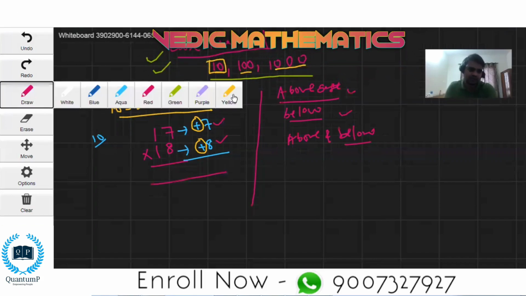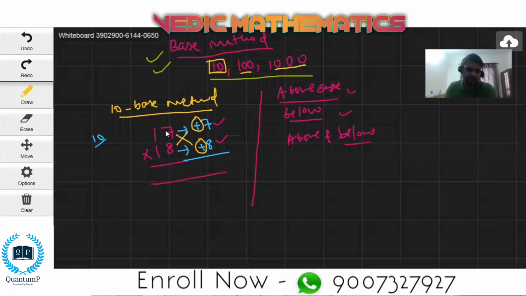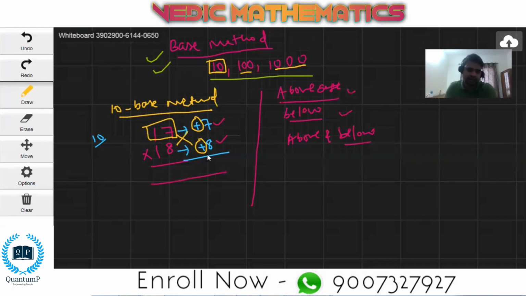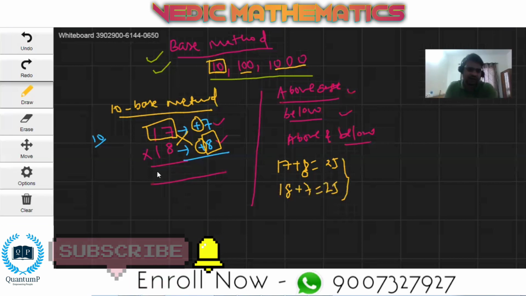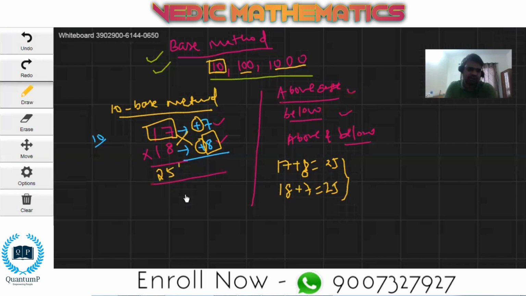Then after this we'll do the cross add. I mean to say this 17 will be added to the 8, cross, 17 plus 8, which is 25, right? And if you do the other cross, 18 plus 7, it gives you the same number, 25. So you'll write that 25 here. Then you put a line, and you multiply this 7 and 8. If you multiply 7 and 8, you'll get 56. So write the 56 here.